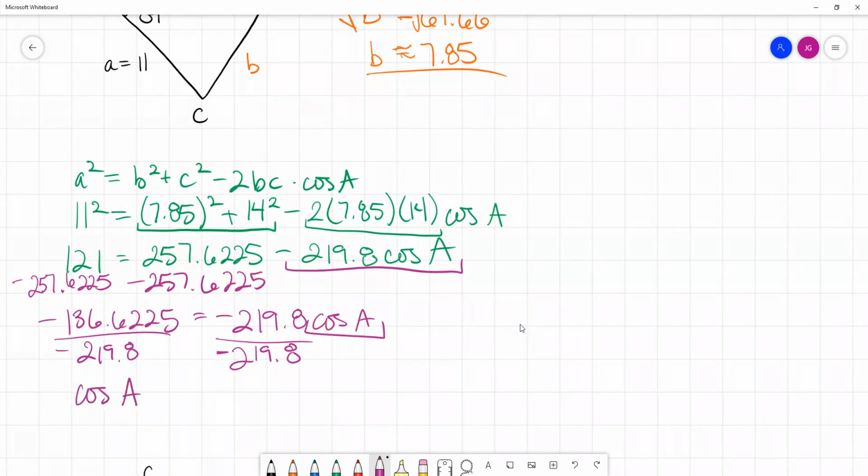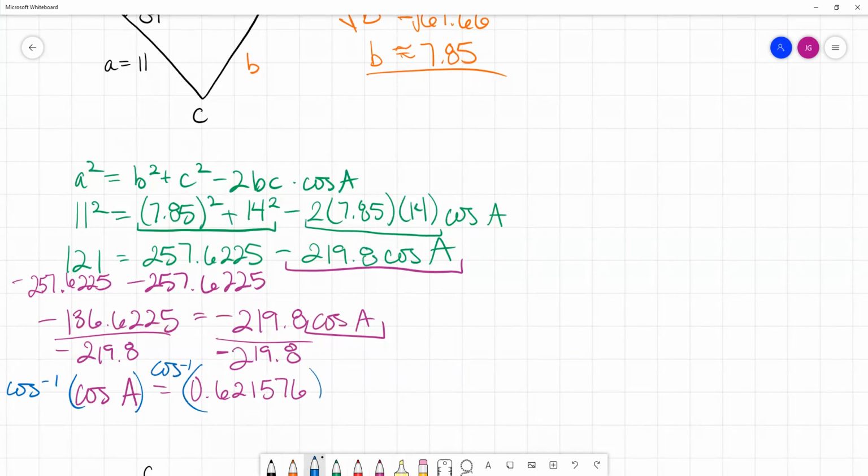When I divide those two, divided by negative 219.8, I end up getting cosine of A is equal to positive 0.621576. They give us a lot, but since we're in the middle of our work, let's use at least 6 of those decimal places. Here we know how to solve for A because we've been doing that in 13.4. To get rid of that cosine, I undo it by doing cosine inverse of both sides.